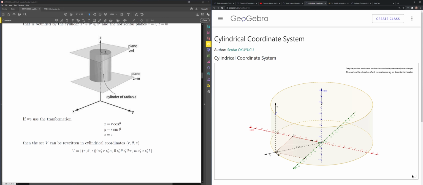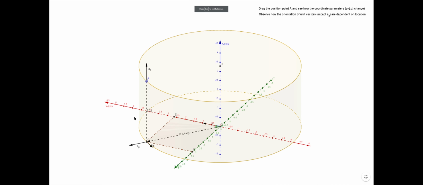If you want, we could take a look to see where we get the r cos theta and the r sin theta. I have this point over here, which is a point in three-dimensional space, and I want to get the x, y, and z. So this is the r over here. The r is the distance from here to here. This is the r.